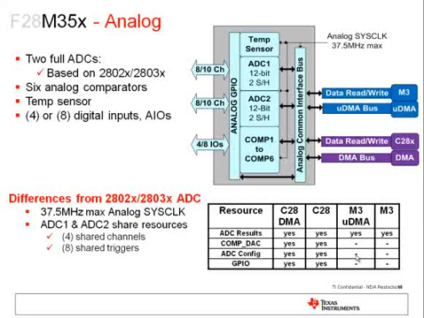The unique factor is that Concerto contains 2 full ADCs along with 6 analog comparators. These 2 ADCs run independently but share channels and triggers. You can see here that both the M3 and the C28X can access the ADC as well as their respective DMA buses.